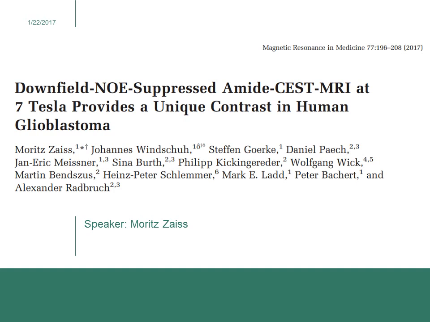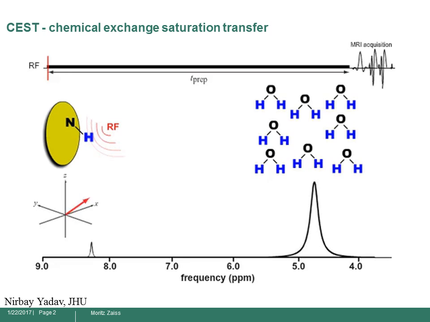This paper is about CEST MRI, so I want to first give a short introduction to CEST MRI. CEST stands for Chemical Exchange Saturation Transfer, and in addition to the large water proton pool depicted here, we also have a small proton pool, for example the amide proton pool of amide protons in the backbone of proteins. They have a much smaller signal compared to the large water signal.